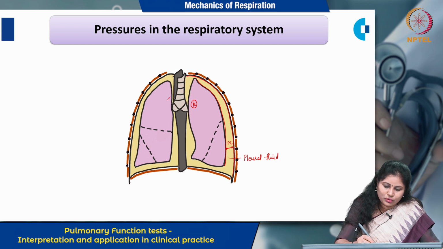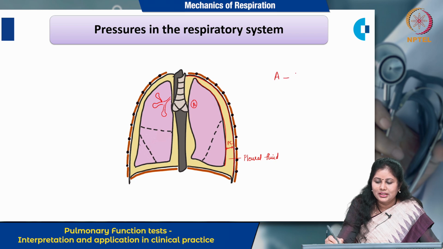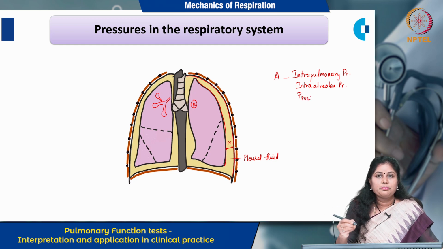For example, if you see these bronchi, they get divided into bronchioles, smaller bronchioles, and they finally end up in the alveoli. So, this is the pulmonary pressure, which represents the pressure inside the alveoli as well as the lung parenchyma. So, we mark A as nothing but intrapulmonary pressure, or intra-alveolar pressure. We refer to it as P pulmonary. This intrapulmonary pressure is found to be 760 millimeters of mercury.